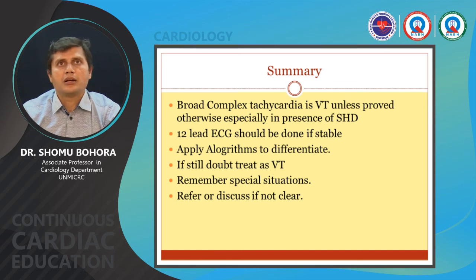So in summary, you have a broad complex tachycardia. It has to be considered as VT unless proved otherwise, especially in the presence of structural heart disease. A 12 lead ECG should be done if the patient is stable. You apply the algorithms to differentiate. If still doubt is there, treat as VT. Remember special situations. Refer or discuss if you are not clear.